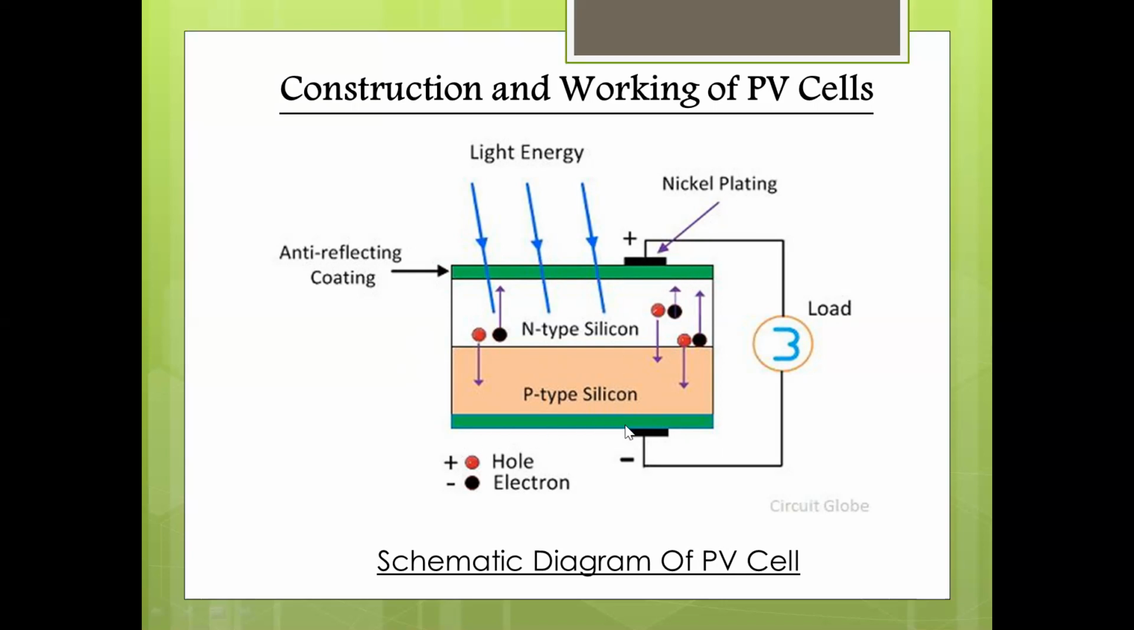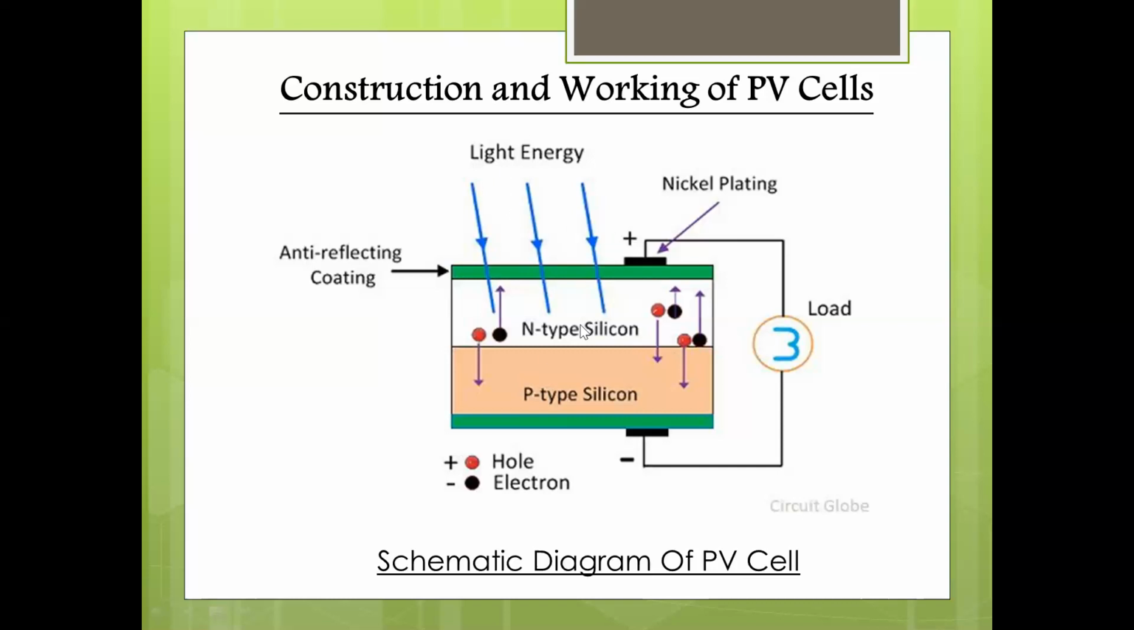At the bottom, silver metal is deposited, which acts as a bottom contact. Top contact and bottom contact are connected externally through wire across the voltmeter. Above this PN junction diode, we are coating an anti-reflecting coating, which is made from a silicon nitride or titanium dioxide layer. We are coating which prevent the reflection of solar light.